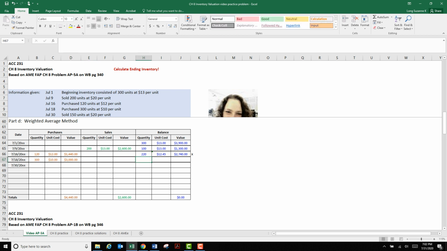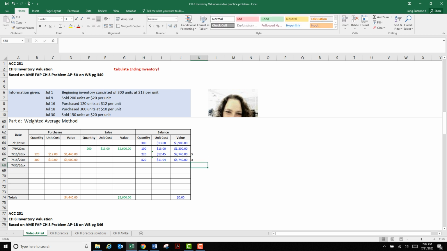And now we're doing totals, total quantity, 220 and 300, 2,740 and 3,000. And we're going to divide to find the average cost per unit. 11.04. Let's think about that. Now we've got 10, 12, and 13 for unit cost. So yeah, 11.04 is reasonable.